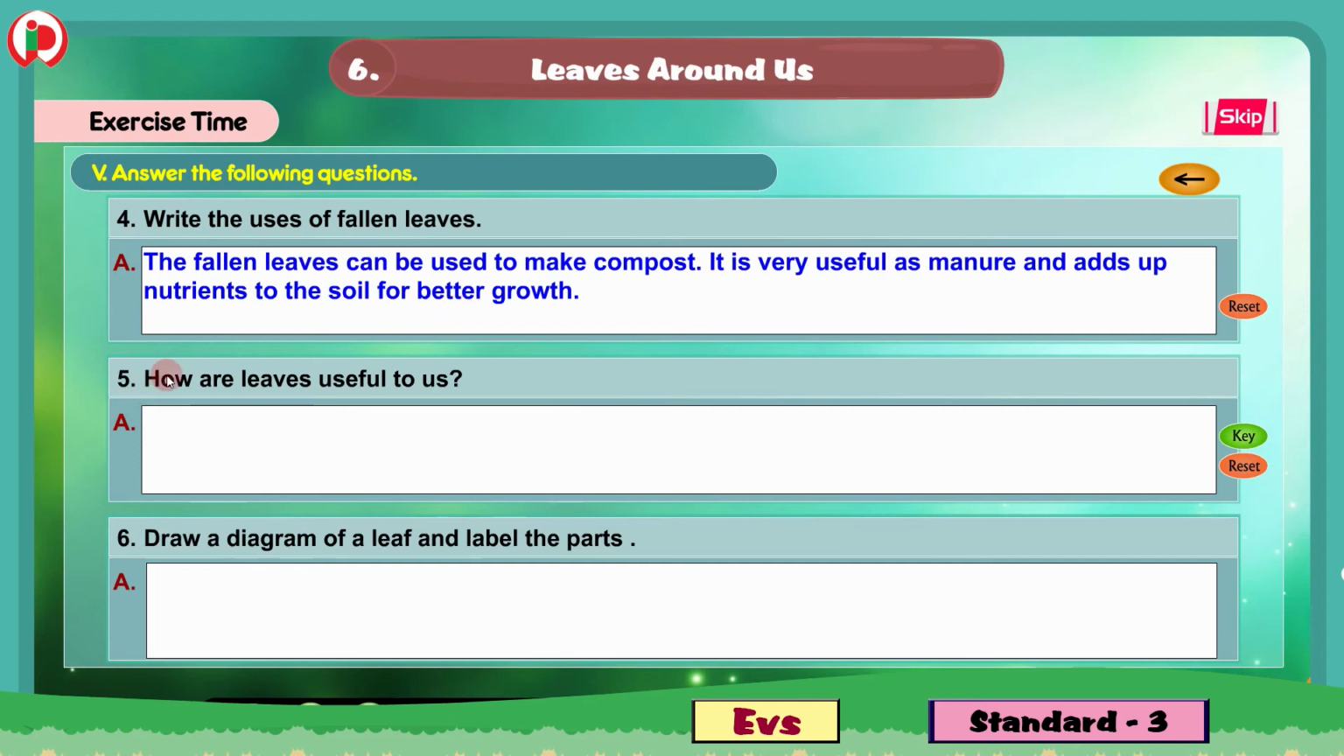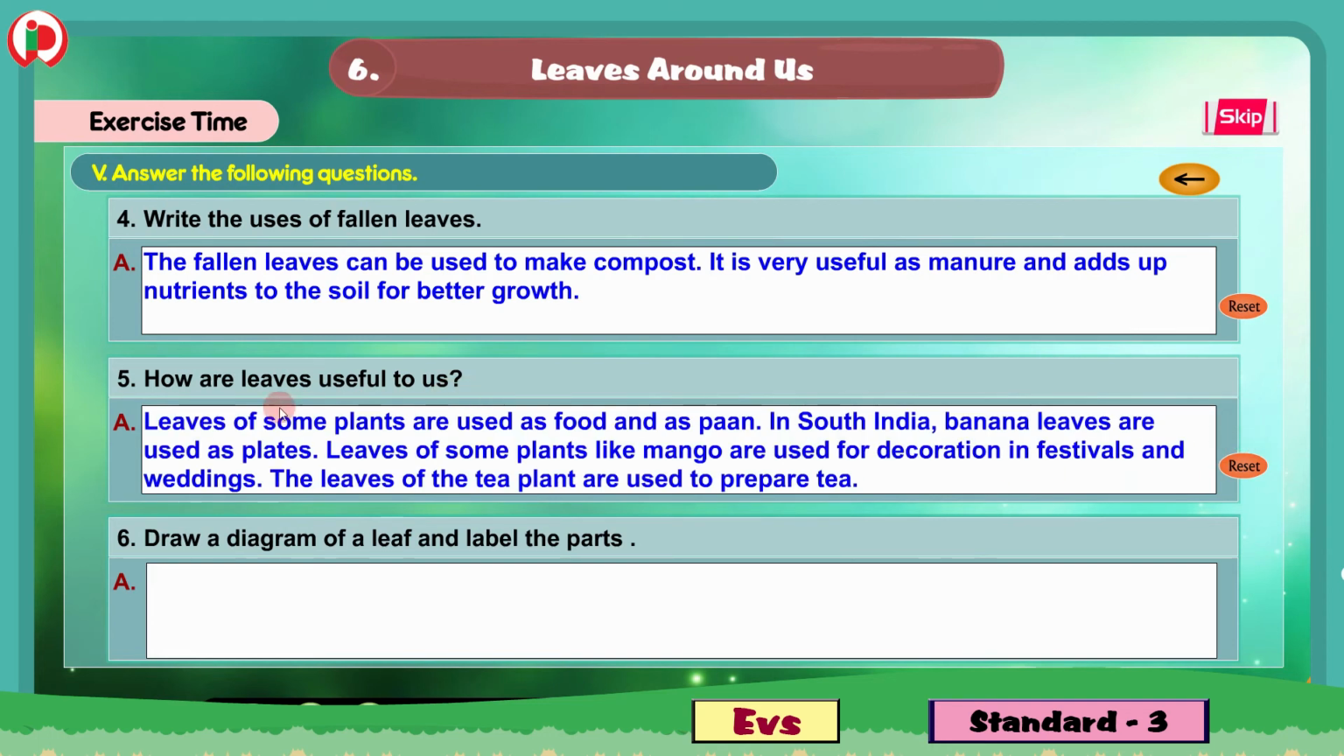5. How are leaves useful to us? And the answer for this question is, leaves of some plants are used as food and as pan. In South India, banana leaves are used as plates.